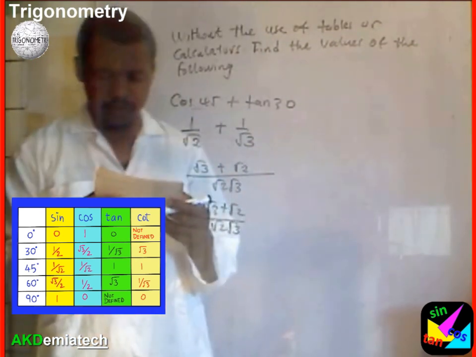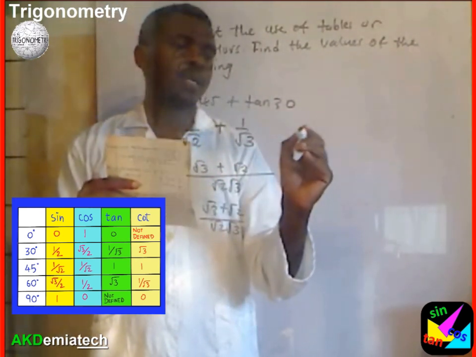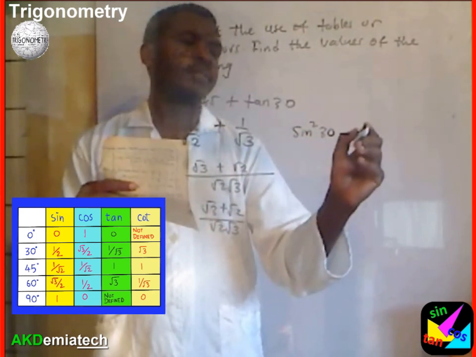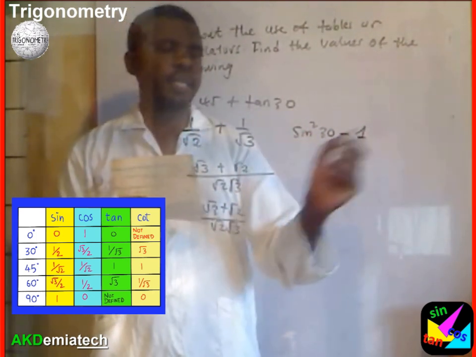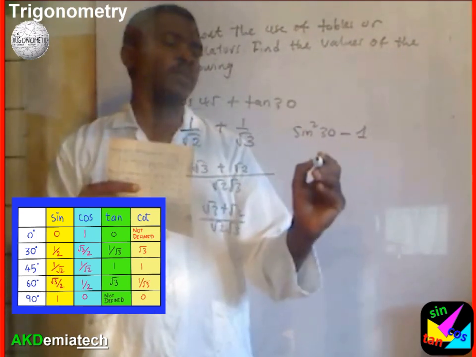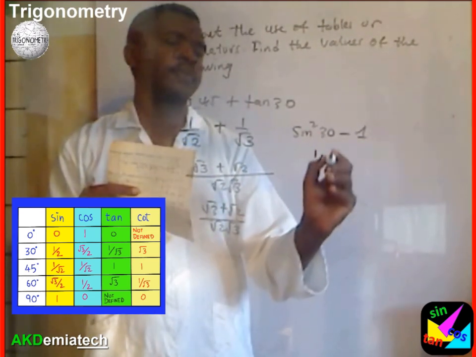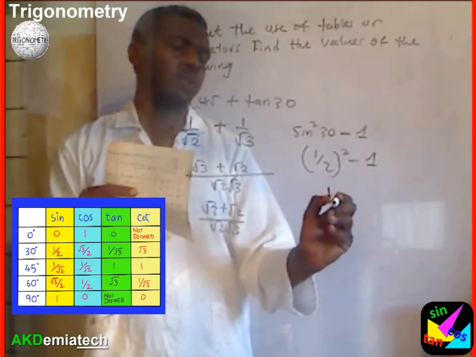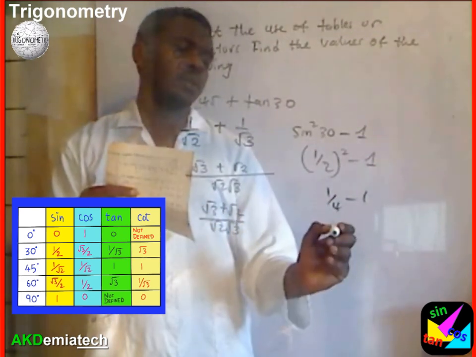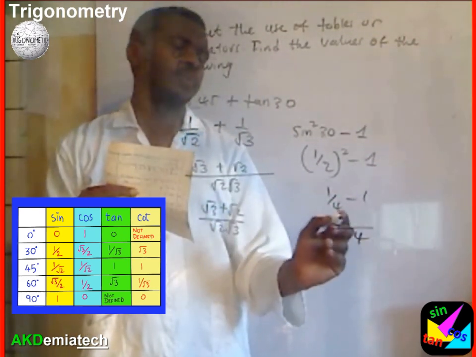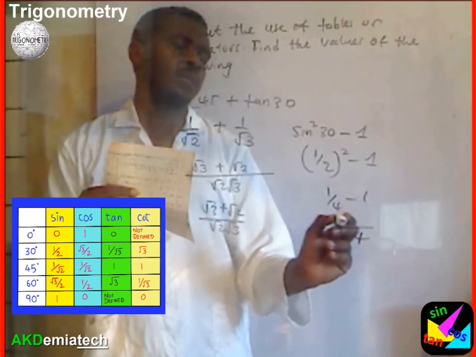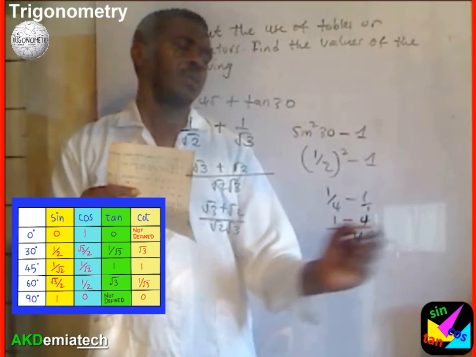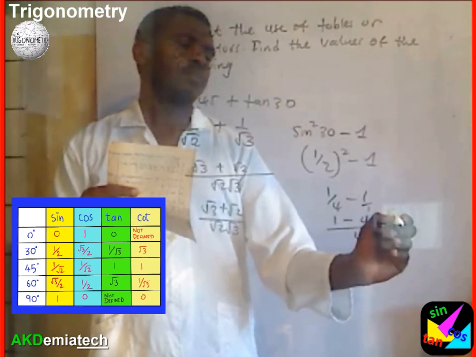Now let's get the value of sine square 30 minus 1. So what is sine 30? Sine 30 is equal to half. Squared, minus 1. This is 1 all over 4 minus 1. That's our LCM here, 4. We have there 1 minus this 1 over 1. 1 goes there 4 times. So this is 1 minus 4. This is minus 3 all over 4.